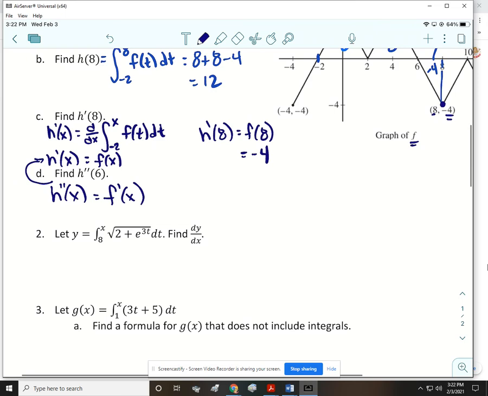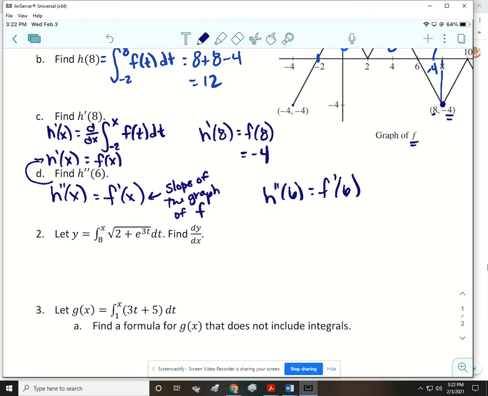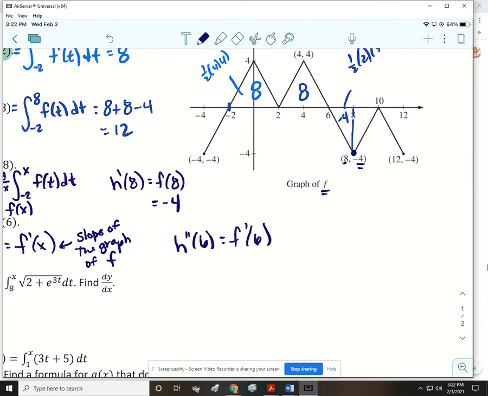All right, and f prime of x is the slopes of the graph of f. So h double prime of 6 is f prime of 6, which is the slope of the graph when x is 6. And to me, that's going to be down 4, right 2, down 4, right 2, or a slope of -2.